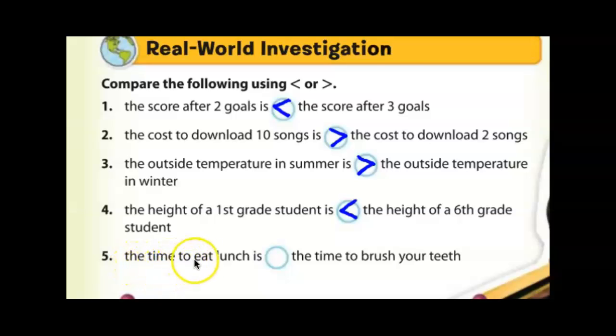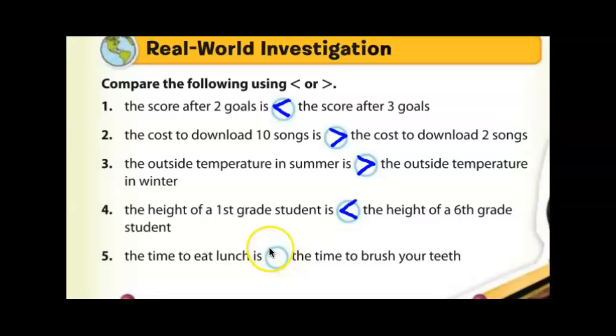The time to eat lunch is greater than the time you spend brushing your teeth, or less than the time you spend brushing your teeth. And again, we're thinking generally. Do you usually spend more time eating lunch or more time brushing your teeth? Go ahead and answer that for me.